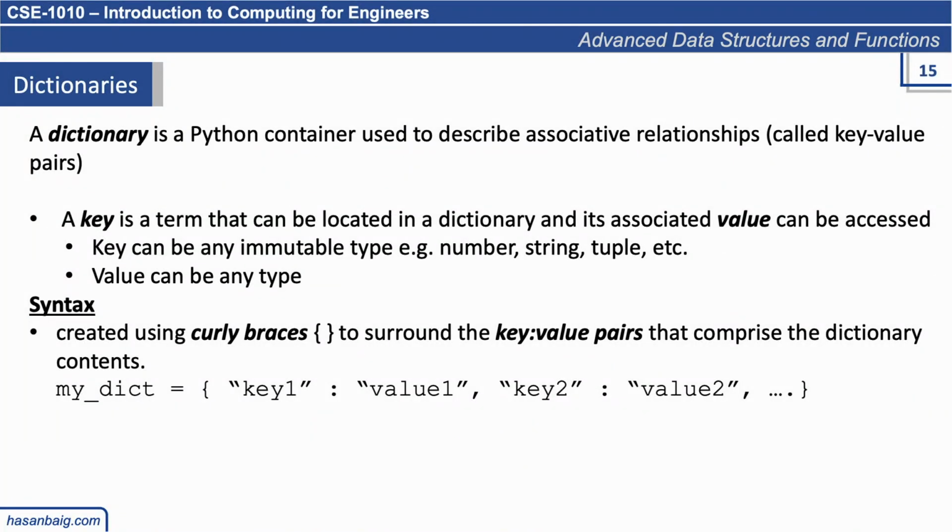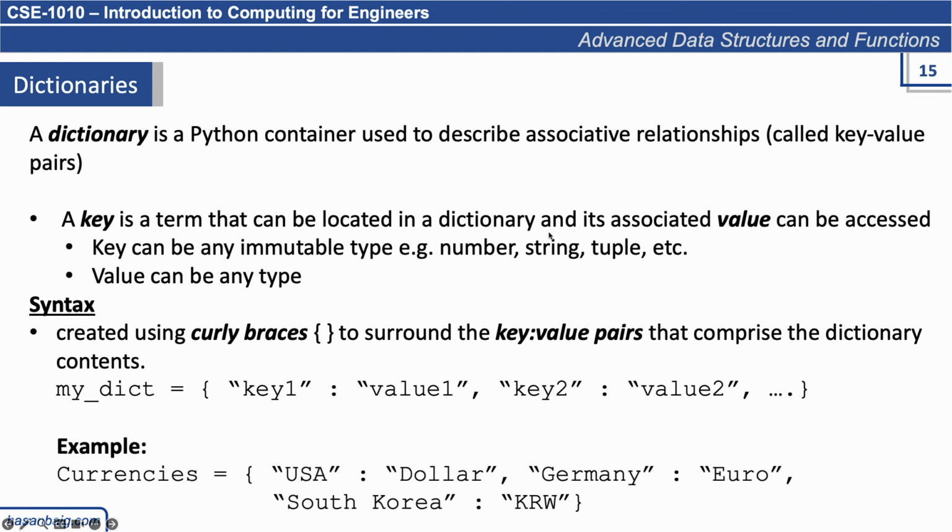Okay, so let's go back. For example, you would like to hold the currencies of different countries. The first key is USA and its associated currency is dollar. Similarly, the second one is Germany and its associated value is euro, and so on. South Korea, Korean won, and so on. Again, we can have a key as a string or an integer value, and we can also have a value of any type. It could be a string, a list, or a nested dictionary.